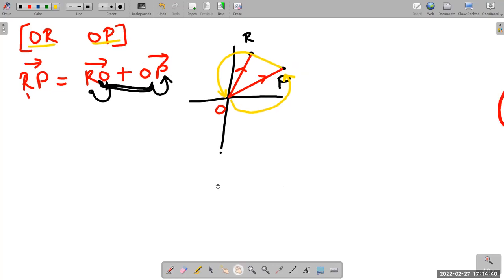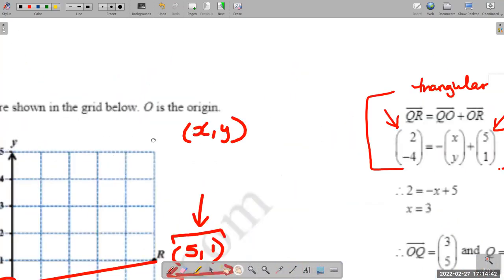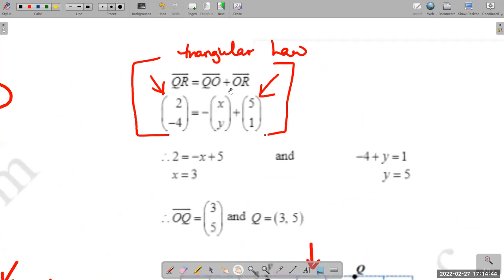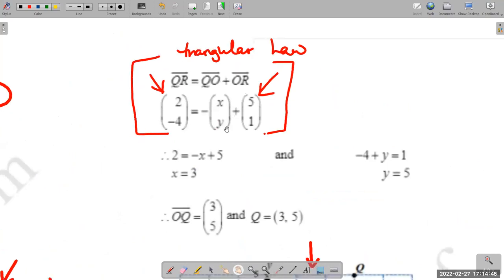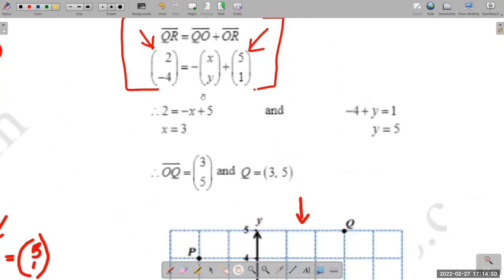So that is what is happening over here. I hope you understand the connection now. And all they did now was substitute the values. So you see here, we know that 2 is equal to some negative x plus 5. And that is why they broke it down here, and they solve for the x value.